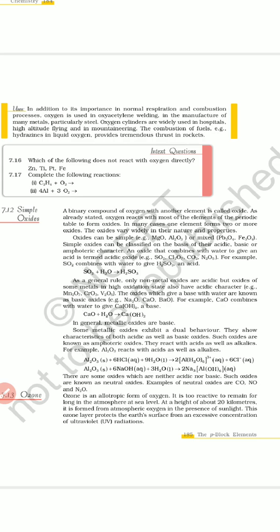In the combustion of fuels, for burning purposes, dioxygen is also used. Hydrazine in liquid oxygen provides tremendous thrust in rockets. Rocket engines also use this dioxygen gas. So these are the preparation methods, properties and uses of dioxygen gas.